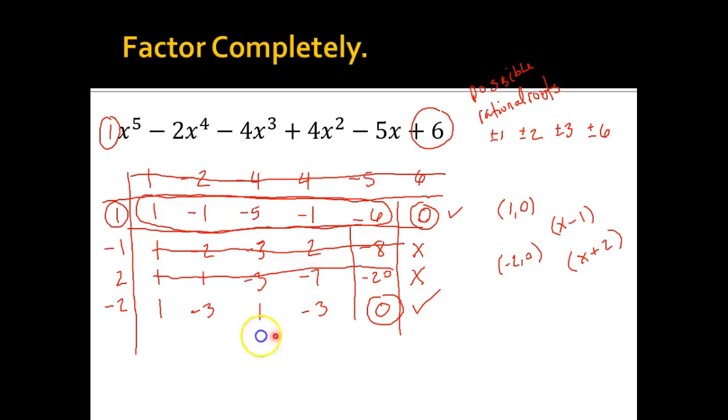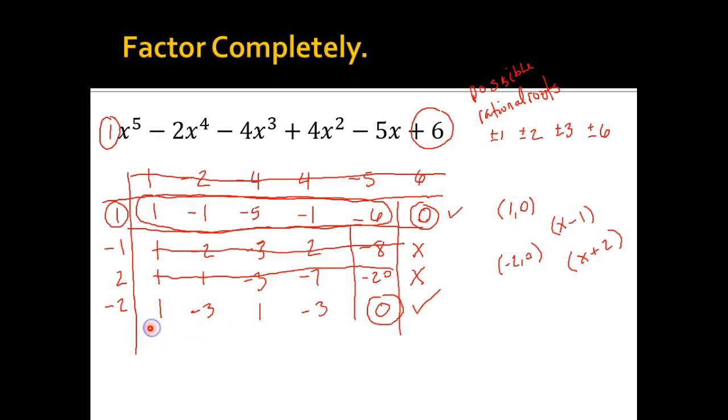Okay, so that's an x to the 3rd power polynomial, right? We've divided out 2 binomial factors, x minus 1 and x plus 2, and what's left over is an x cubed polynomial, and we're going to divide further and try to get it down to an x squared, a quadratic, and then we'll use the quadratic formula to get the rest.